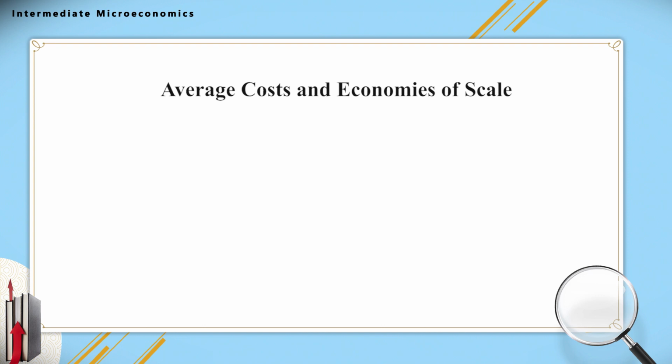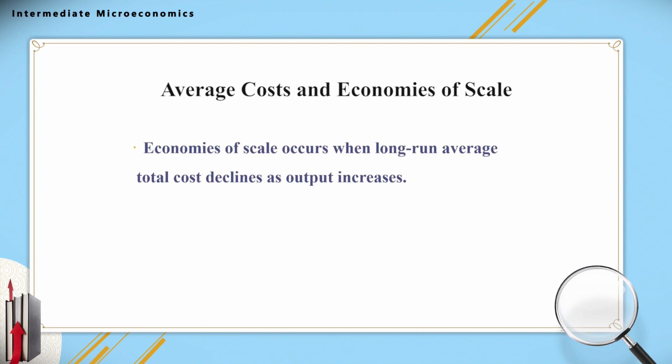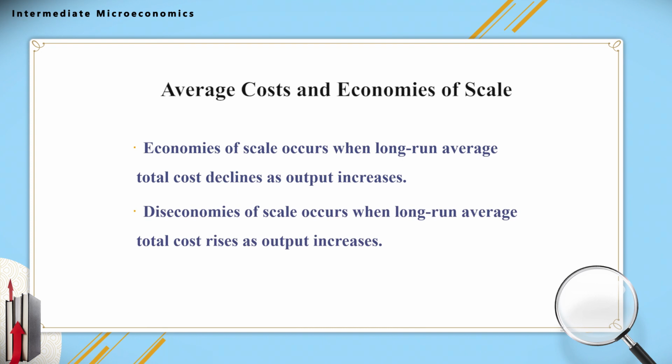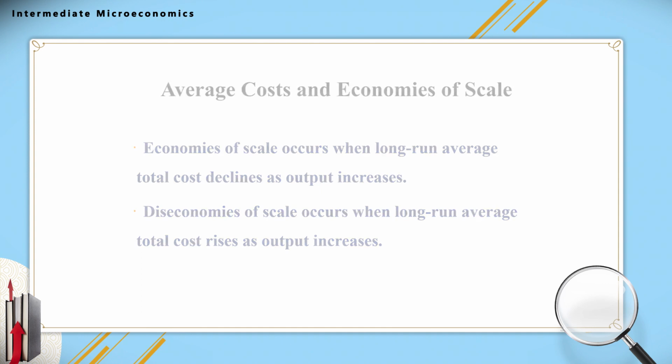With the expansion of production scale, if the long-run average cost decreases, it means that the expansion of scale brings efficiency. We call it economies of scale. Conversely, when long-run average cost increases as output increases, we call it diseconomies of scale.